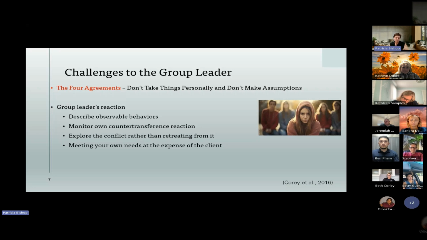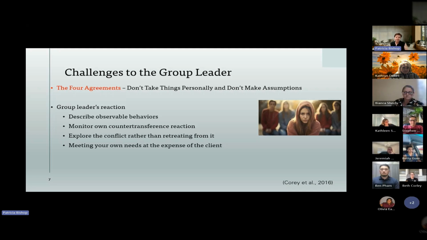As a group leader, you also need to monitor your countertransference with regards to any interactions that you have with your clients. Explore the conflict rather than retreating from it. So let's lean into what's uncomfortable rather than avoiding it because, oh gosh, maybe people will be angry or upset. And then also meeting your own needs at the expense of the client. So is it easier for me just to avoid the conflict because I have an issue dealing with conflict?